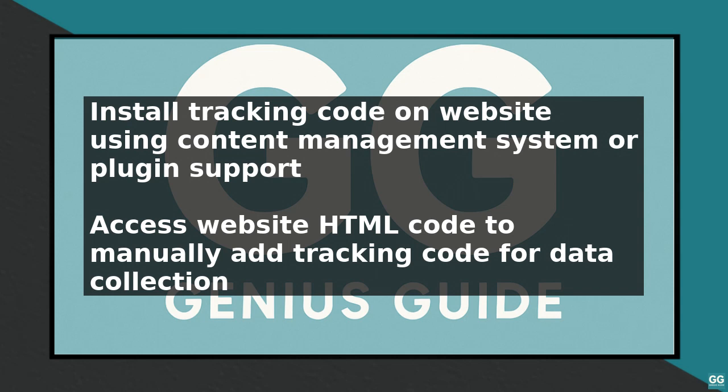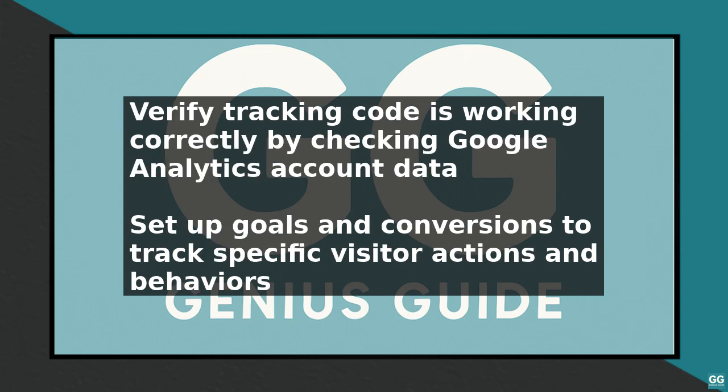Alternatively, you can manually add the tracking code to your website by copying and pasting it into the HTML code of each page you want to track. It is generally recommended to add the tracking code to the header or footer of your website, as this will allow it to track all pages of your site.